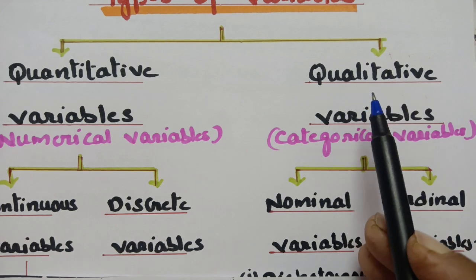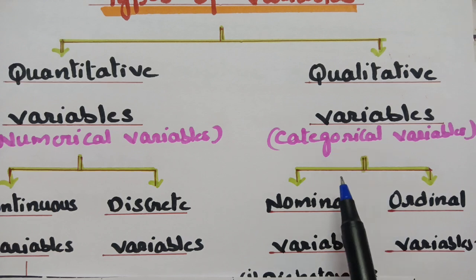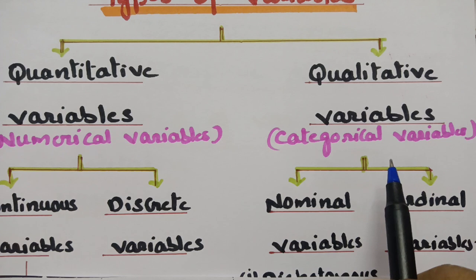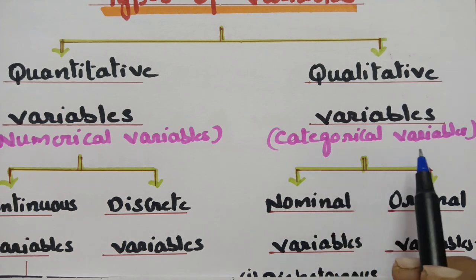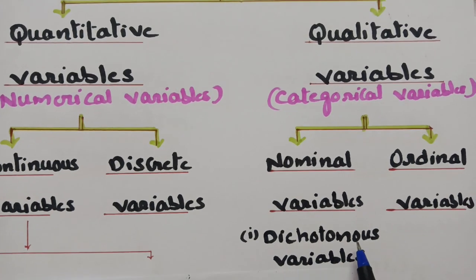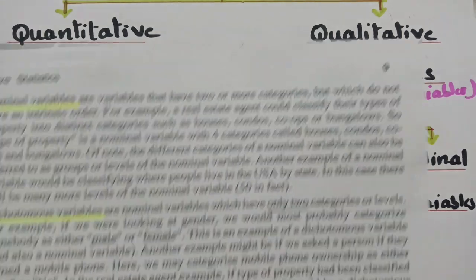Qualitative variables are classified depending upon the quality or category, so there won't be any numerals here, only the classification among the categories. Categorical variables have subtypes. Nominal, ordinal and dichotomous are the subtypes of the qualitative variable. Let me explain.